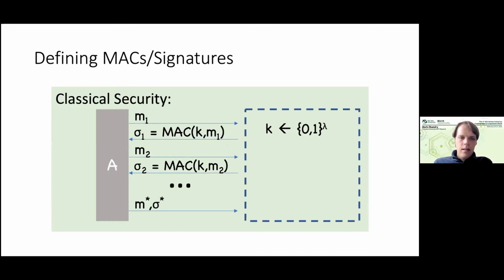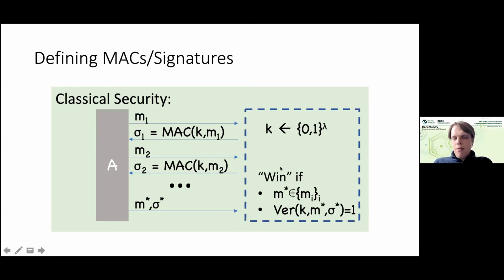Finally, at the end, they come up with an m star, sigma star, so some message and purported signature or tag on that message. And we say the adversary wins if the message was new, so if m star was not one of the queries made before, and also if it passes verification, so if the signature is actually a good signature for the message. And we say that the MAC or signature is secure if for any polynomial time adversary, the probability of winning is negligible.